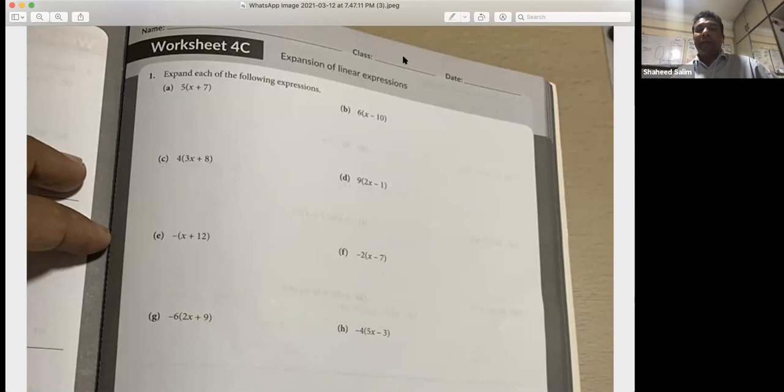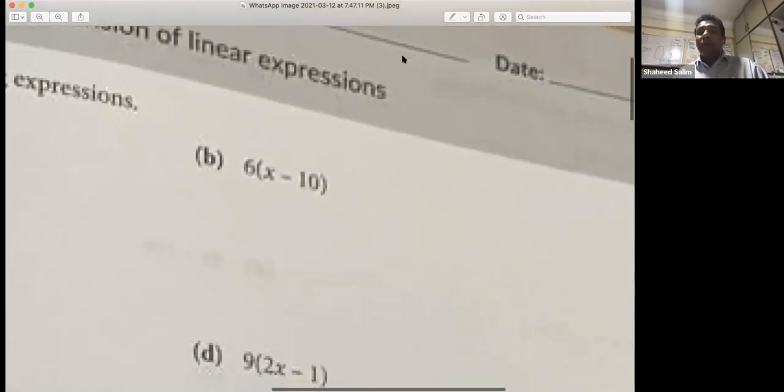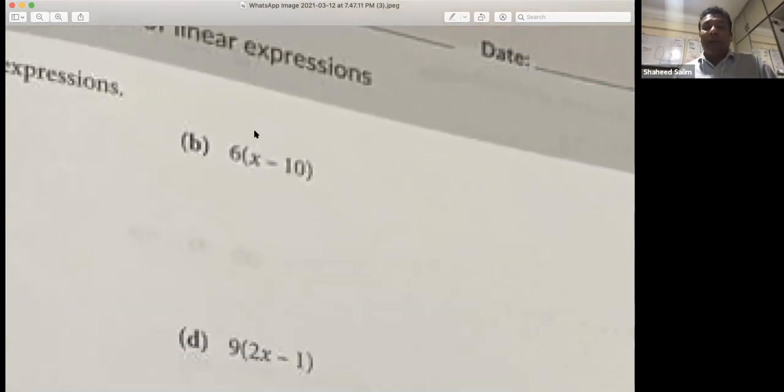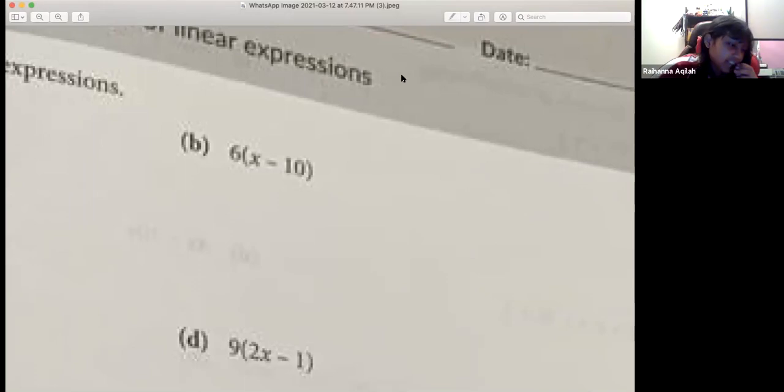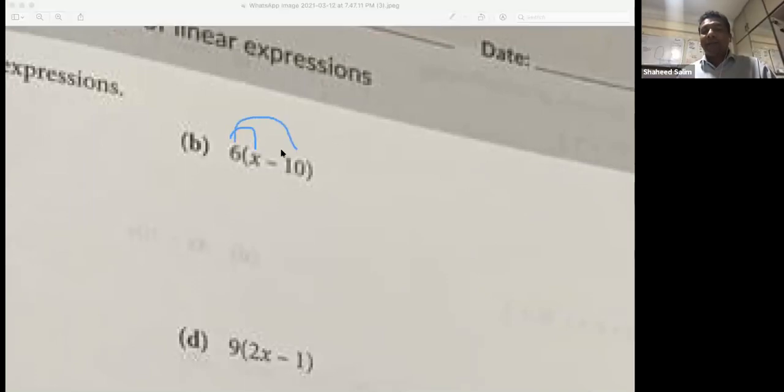Okay. So I'm now going to go through. This time we're going to ask one by one. We're going to ask Miss Rahana who wants to go. If you can get it correct, Rahana, you can go. Rahana, what's the answer for this one? 6x minus 10. Okay, 6x is correct. Then 6 must times 10, minus 60. Remember, you must times both.